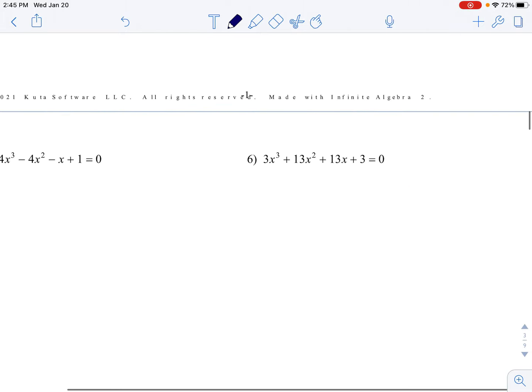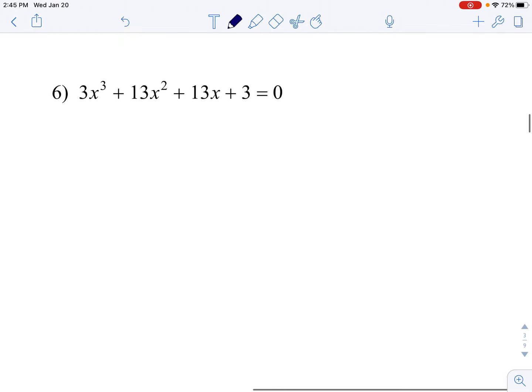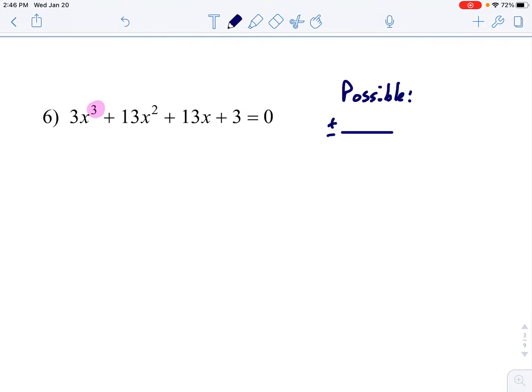Number 6. Okay, so we're going to make our list of, there are going to be, again, 3rd degree polynomial, 3 roots, 3 zeros, 3 answers, whatever you want to call it. The possibilities are plus or minus factors of the last number. The last number is 3, so what can you divide into 3? 1 and 3. Over the first number, which is also a 3, so that's another 1 or 3.